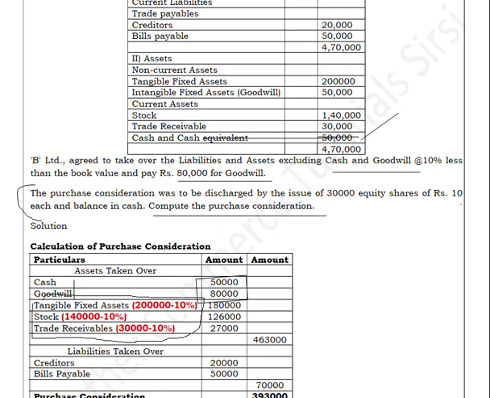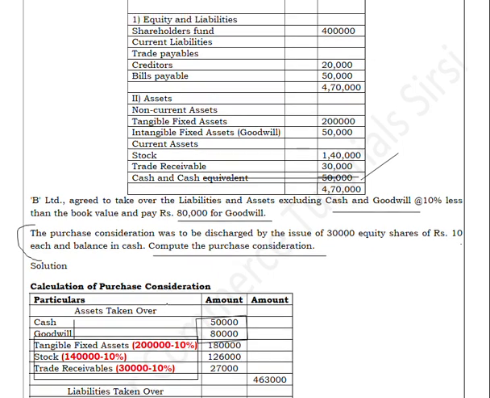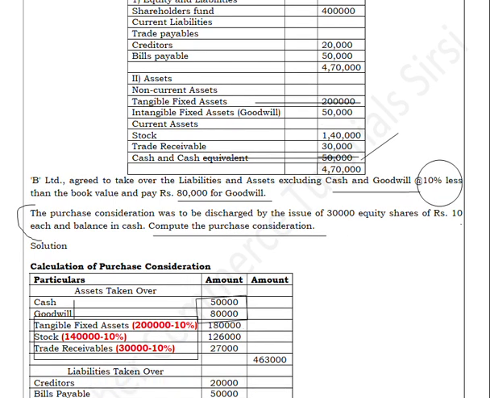Now see from where I am taking these assets. Tangible fixed assets, 2 lakh, are here in the balance sheet, and they have to be taken at 10% less. So 2 lakh minus 10% is 1 lakh 80,000. I hope this is clear. Then stock is 1 lakh 40,000. 1 lakh 40,000 minus 10% is 1 lakh 26,000. Then trade receivables are 30,000, and 30,000 minus 10%, because the condition given here is 10% less.